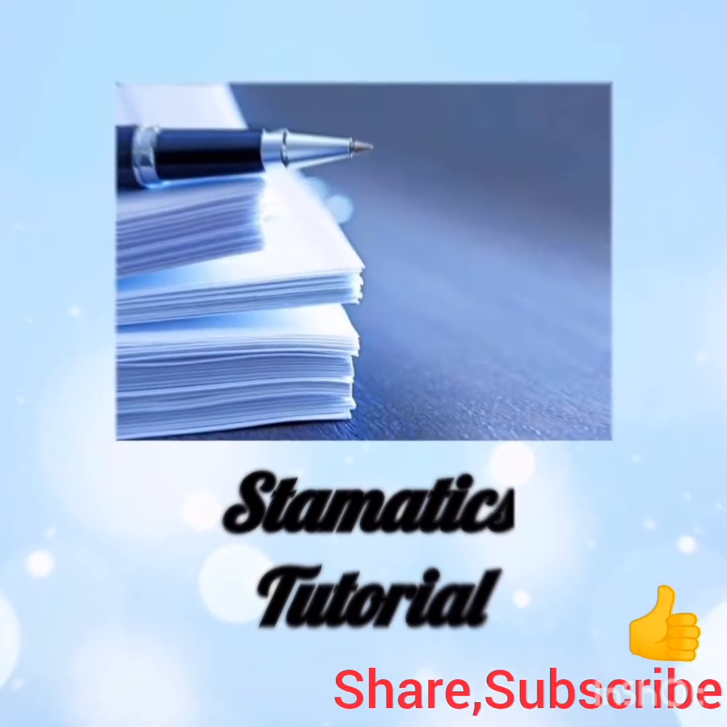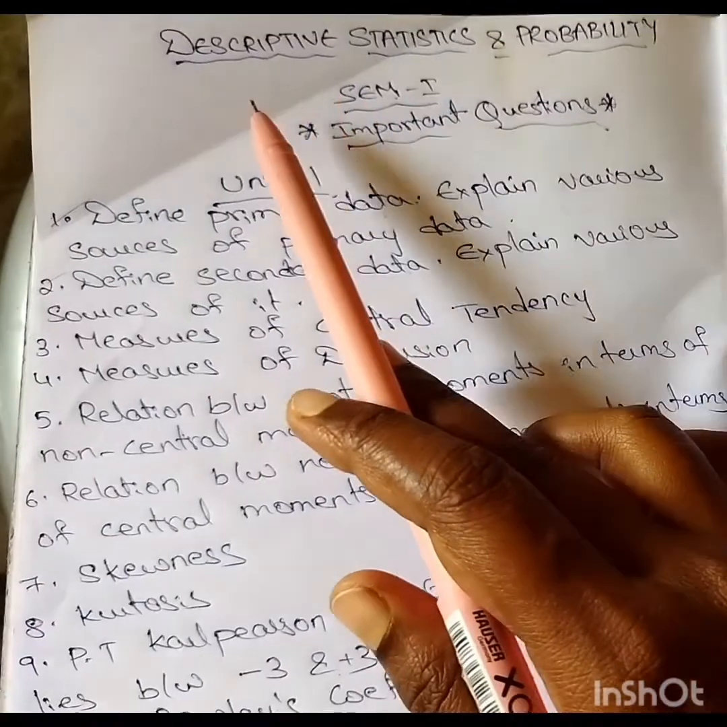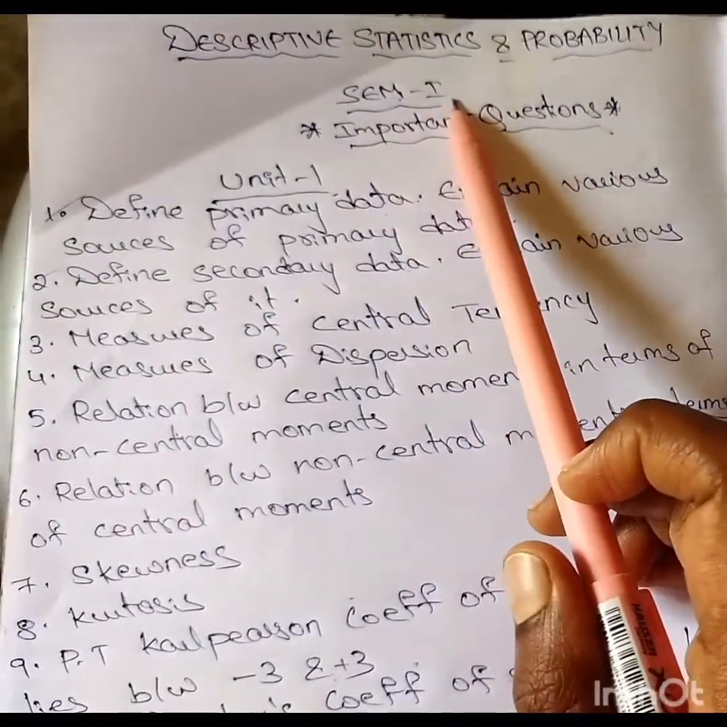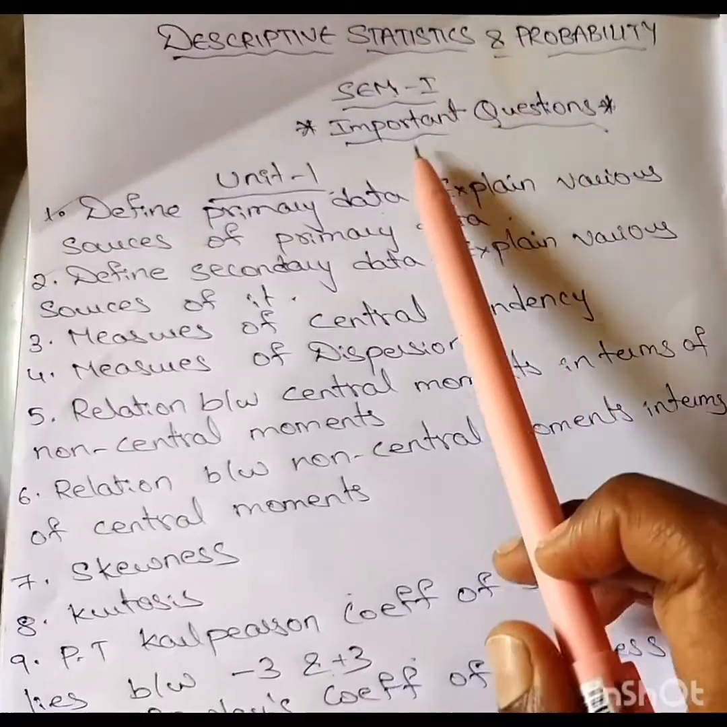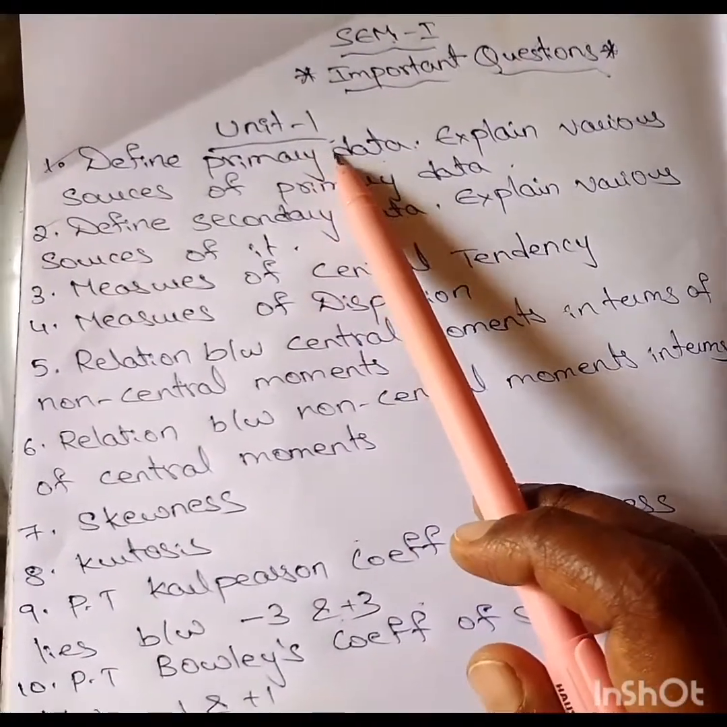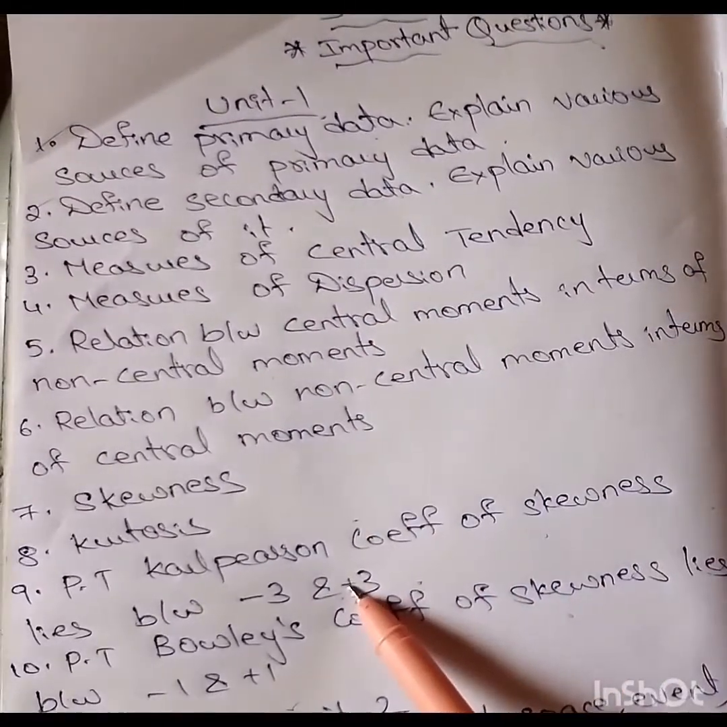Here in this video, let us have a glance at the Statistics Sem 1 important questions. Descriptive statistics and probability, this is the Sem 1 statistics paper. So here you are having 4 units. Let us see the unit 1 important questions now. In unit 1 you are having 10 important questions.